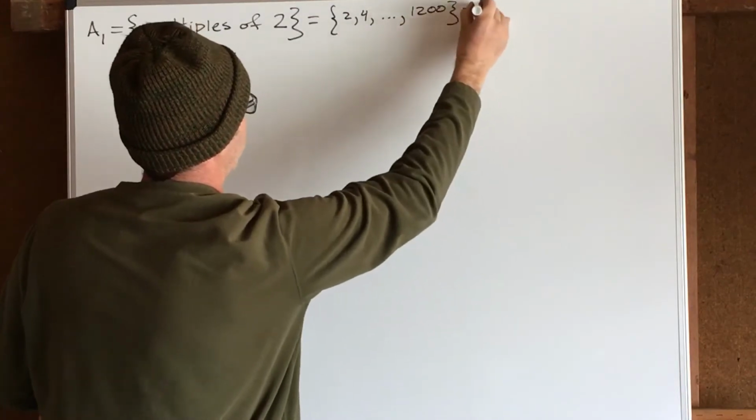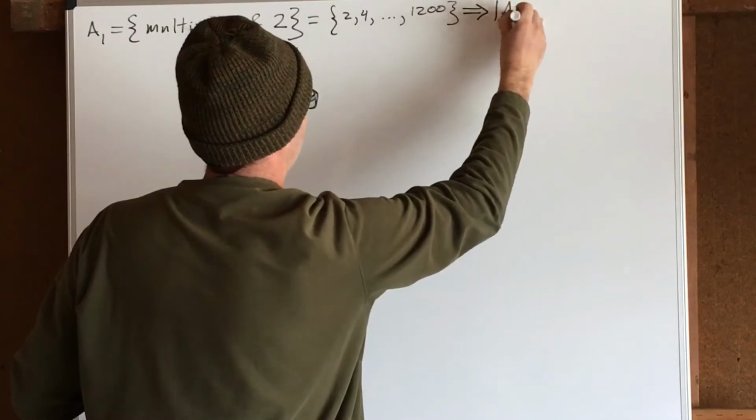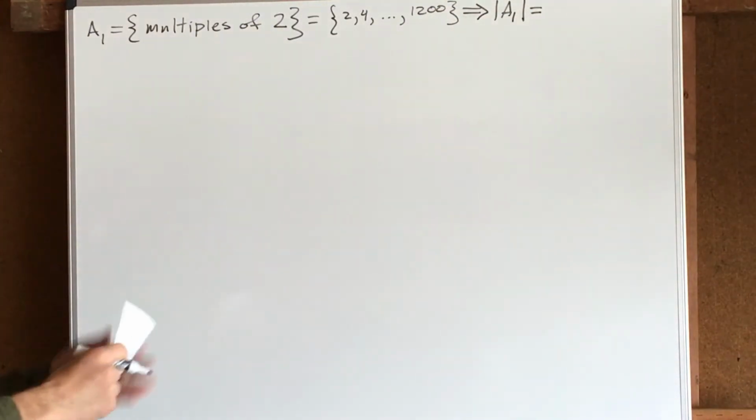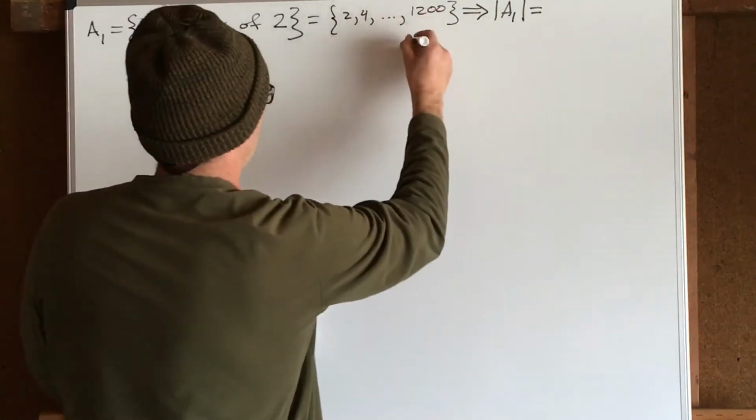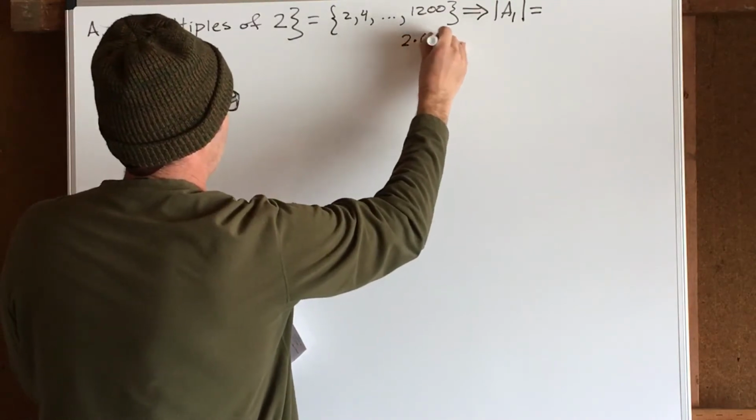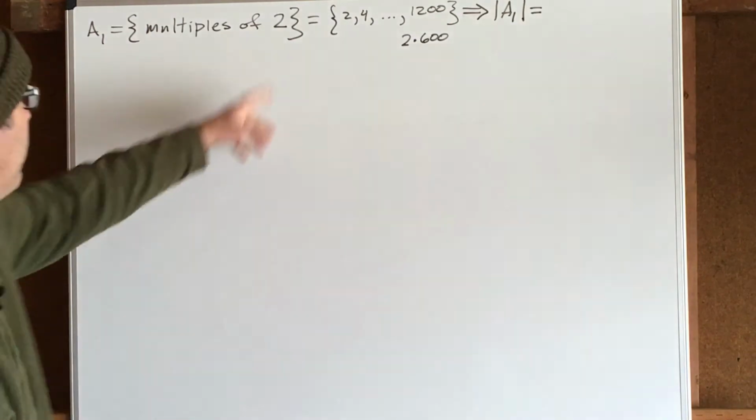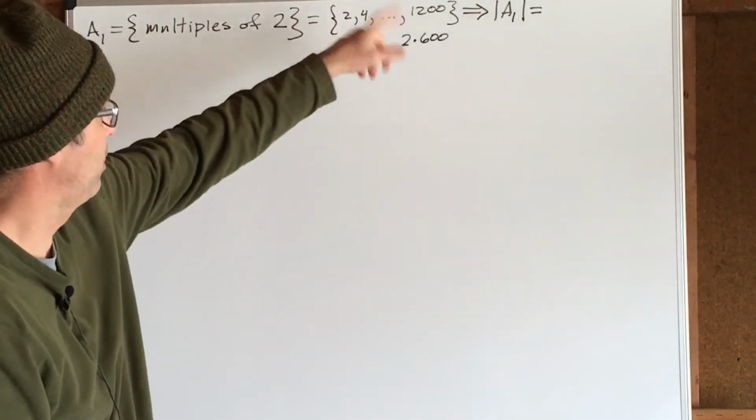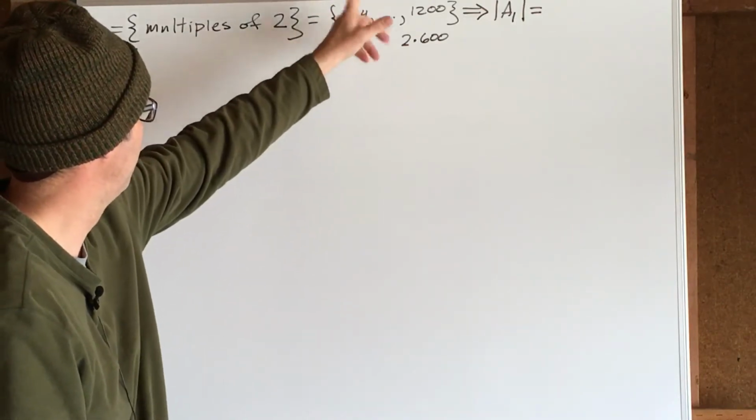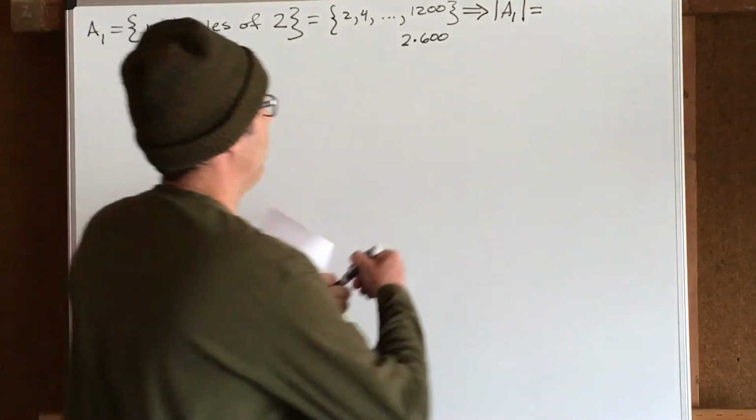Now, for inclusion-exclusion, we need to know the cardinality of A1. If you think about it, how many multiples of 2 are there from 2 to 1200? 1200 is 2 times 600, so the multiples of 2 are 2, 4, 6, 8, all the way up to 1200. They are 2 times 1, 2 times 2, 2 times 3, all the way up to 2 times 600. So there are 600 of them.